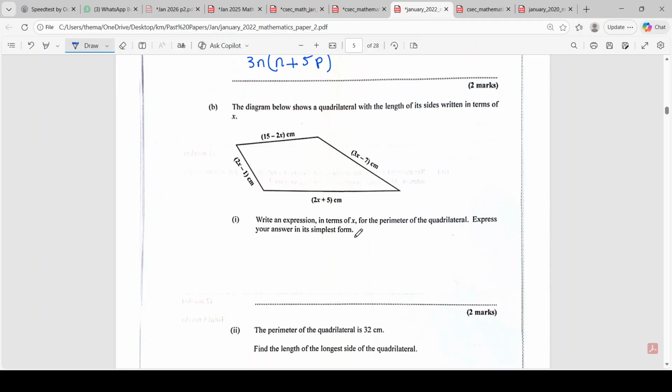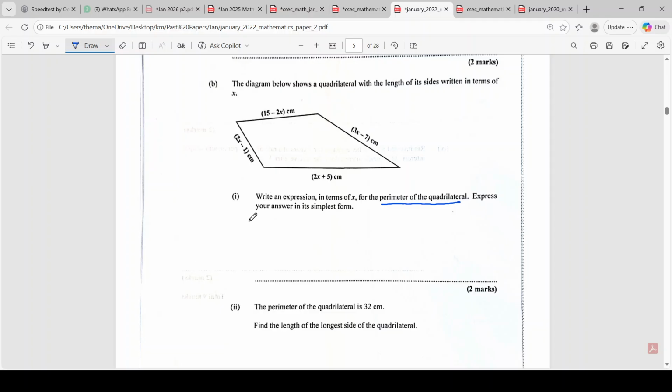Part B, the diagram below shows a quadrilateral with the length of its sides written in terms of x. Right, so we have all the sides here. 15 take away 2x, 2x take away 1, 2x plus 5, 3x plus 7, 3x minus 7. Write an expression in terms of x for the perimeter of the quadrilateral. Express your answer in its simplest form. Right, so perimeter will equal what? Perimeter is the total distance around, right? So that means we want to add up all the lengths.